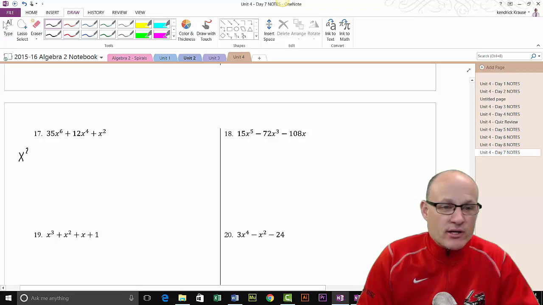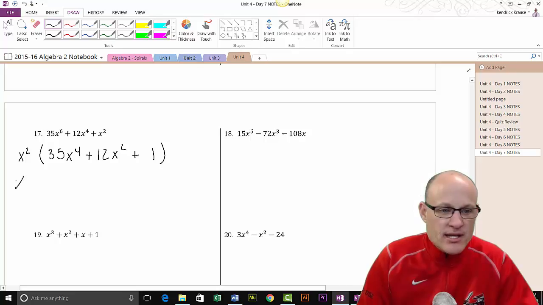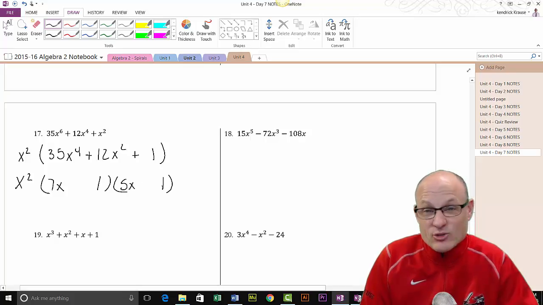So I'm going to take out an x squared, and I'm left with 35x to the 4th plus 12x squared plus 1. Just because you took everything out doesn't mean there's not a 1 left there. Don't mess with me, kid. Now we got to keep factoring. Well, the easiest way to multiply to 35 is 7x and 5x. The only way to multiply to 1 is 1 times 1, unless you want to add fractions, and we're not doing fractions because we don't like fractions.